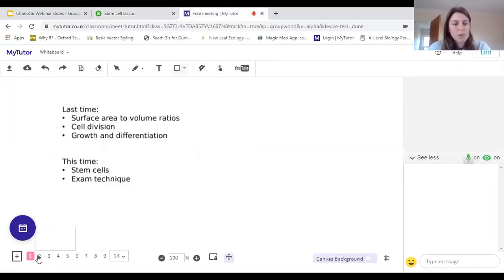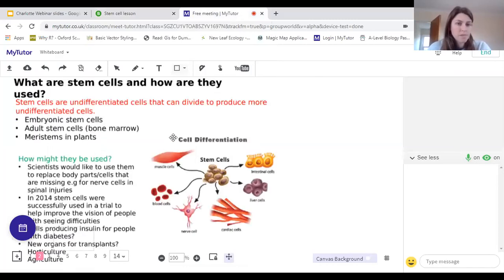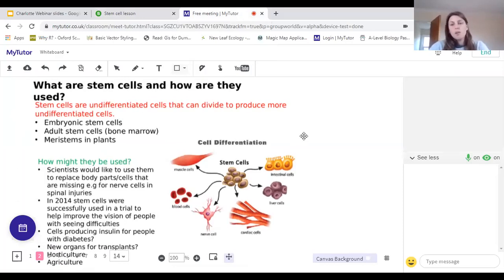So thinking about all those keywords, we're going to crack on and have a look at some stem cell content. So well done, everyone, on that one. We're going to do another one of those at the end so we can see how that's changed. Okay, so what are stem cells and how are they used?